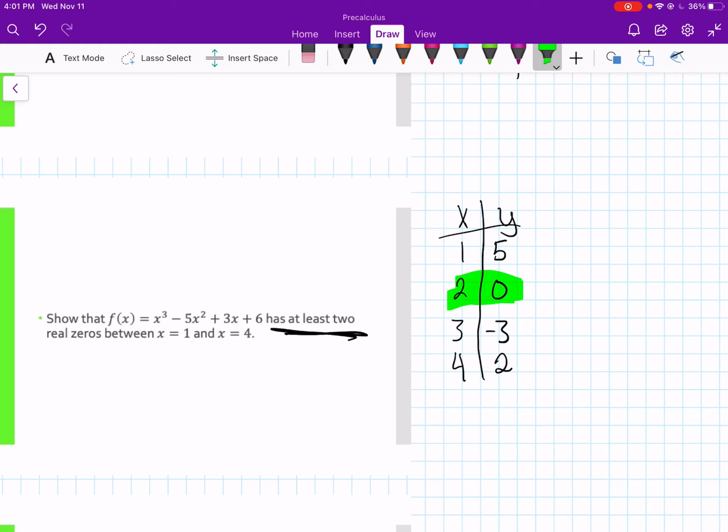And then we're going to use the intermediate value theorem. What I see is that we have a negative y value and a positive y value. If I were to graph those 2 points, we have 3, -3, and 4, 2. We somehow are going to have to cross that x-axis, so we know there's a 0 somewhere between x equals 3 and x equals 4.